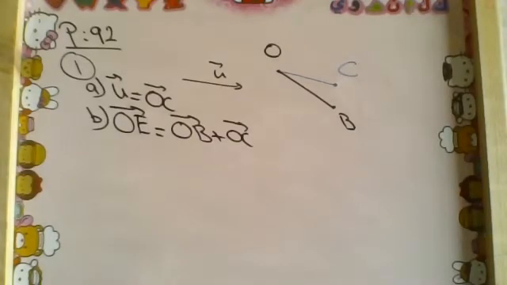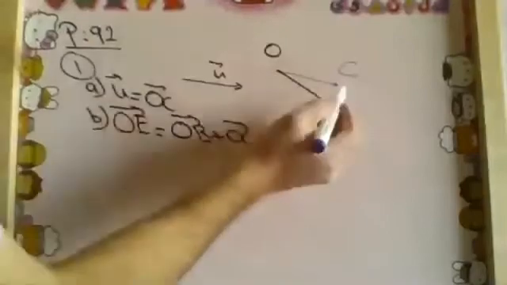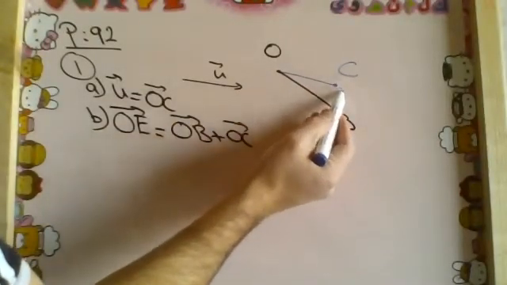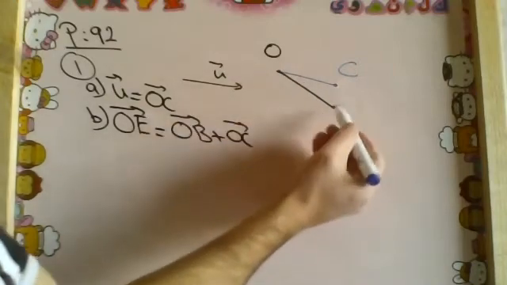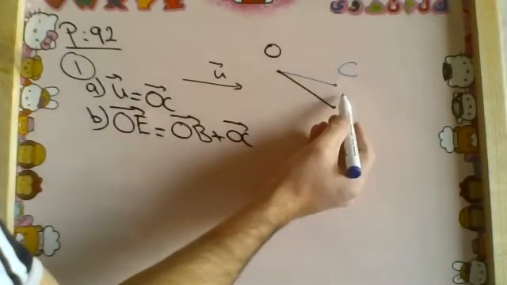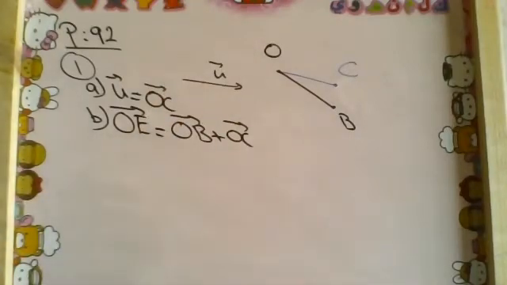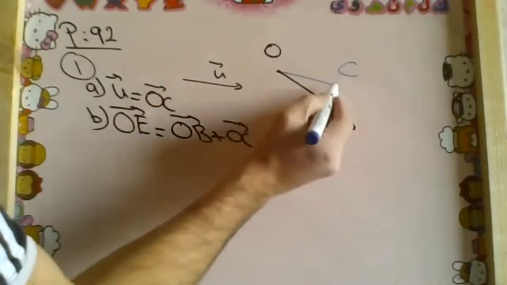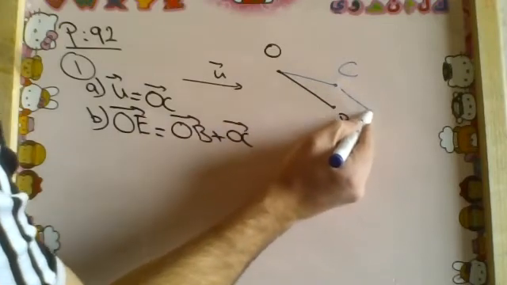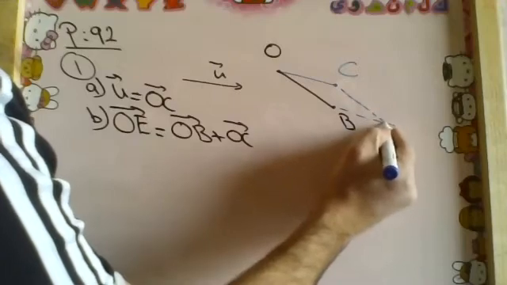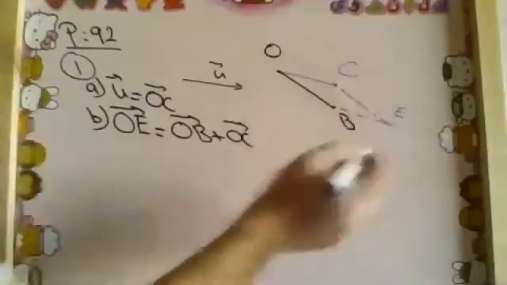You have OB plus OC. You complete the parallelogram. From C, you draw a vector, or not necessarily vector, you draw a line parallel to OB, and from B you draw a line parallel to OC. The fourth vertex of the parallelogram, parallel here and from here parallel to this. Where they meet will be point E.